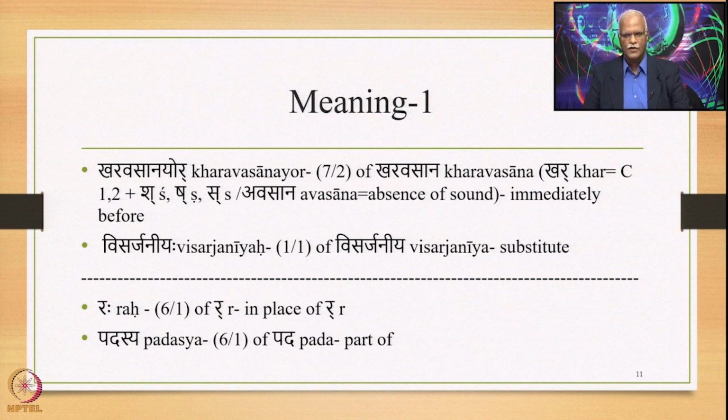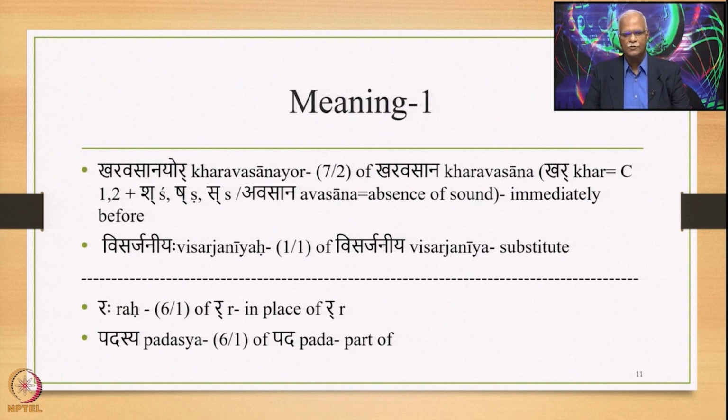where Khar means consonants 1 and 2, that is Ka, Kha, Cha, Chha, Ta, Tha, Ta, Tha and Pa, Pha, plus Sh, Sh and Sa, and of course Avasana. Avasana means absence of any sound. So Kharavasanayor means immediately before. And Visarjaniyaha is 1/1 of Visarjaniya, so this is the substitute.